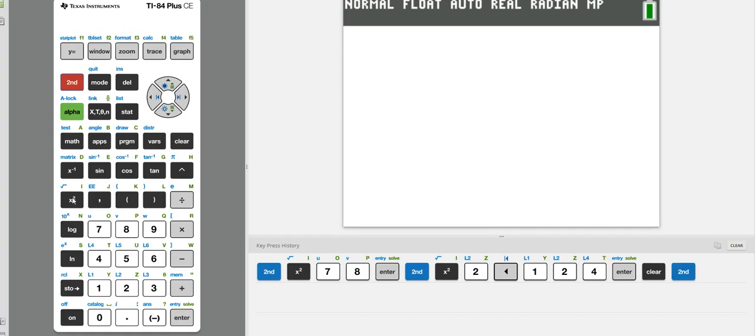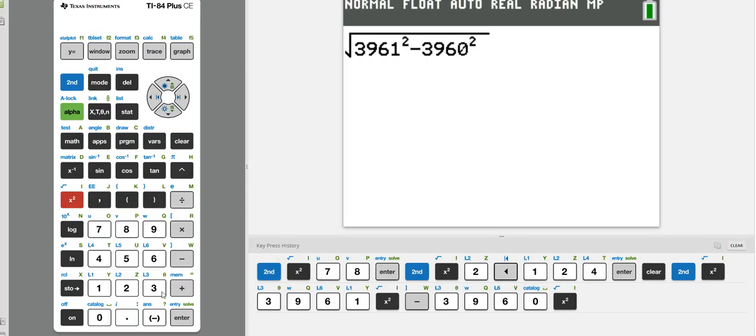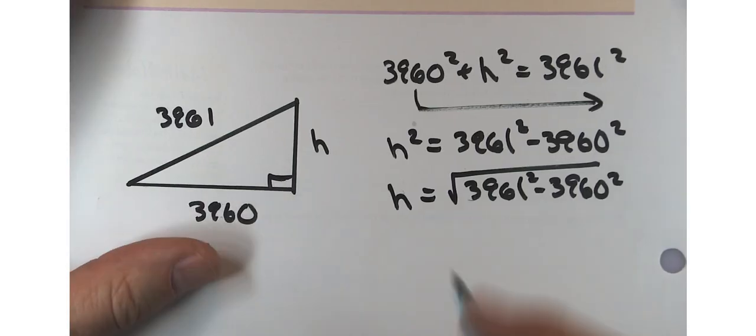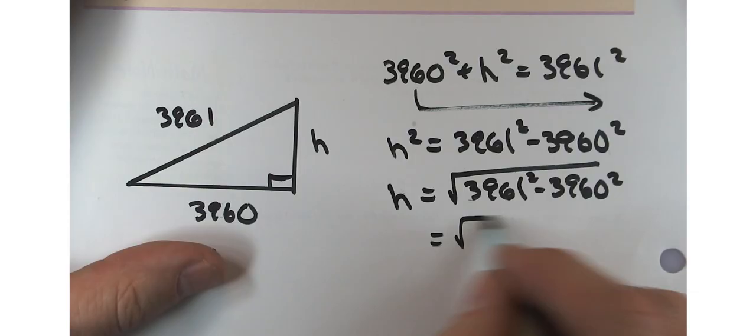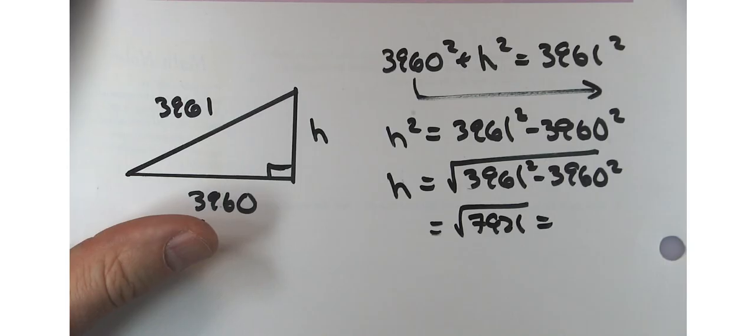Second, square root of 3961, and then hit the square key, minus 3960, and hit the square key. And I guess the reason this problem is so memorable is because it worked out so nice. If you just take a look at these two numbers and calculate what you have underneath the radical, you get the square root of 7,921. And that's notable because it worked out pretty even. What'd you guys get?